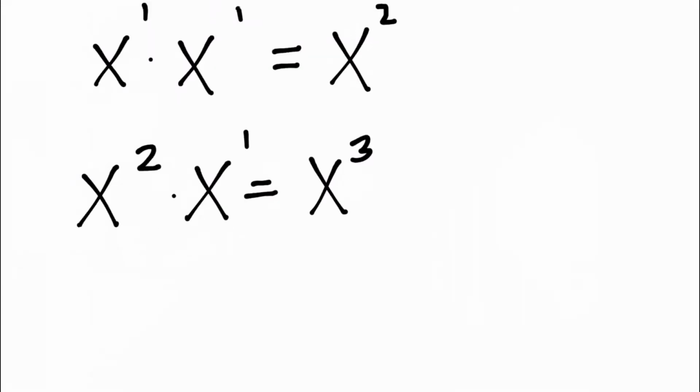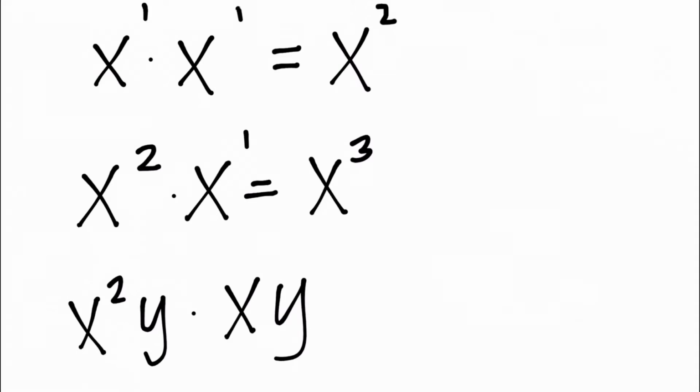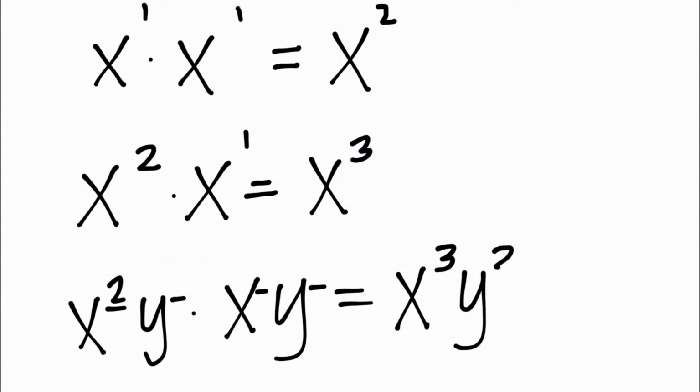Okay? If we have x squared y times xy, we add up the exponents for each variable. So we start with the x. 2 plus 1 is 3. And then we do y. 1 plus 1 is 2. Now, each variable carries its own exponent, so we don't add up the exponents for two different variables, okay?